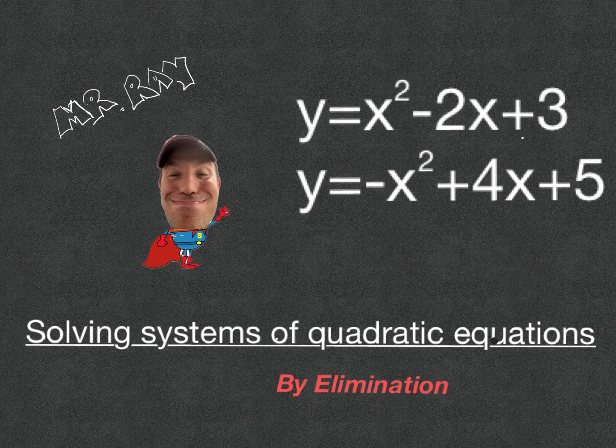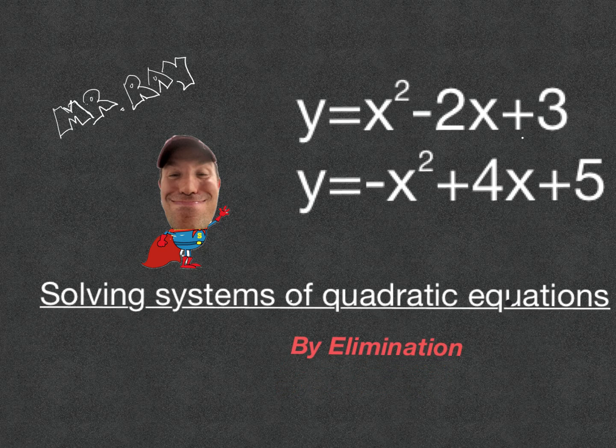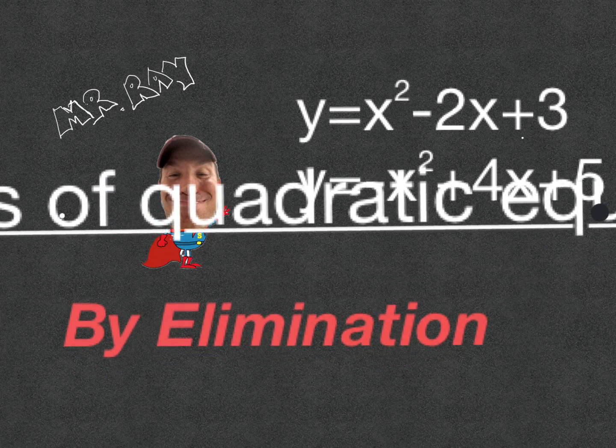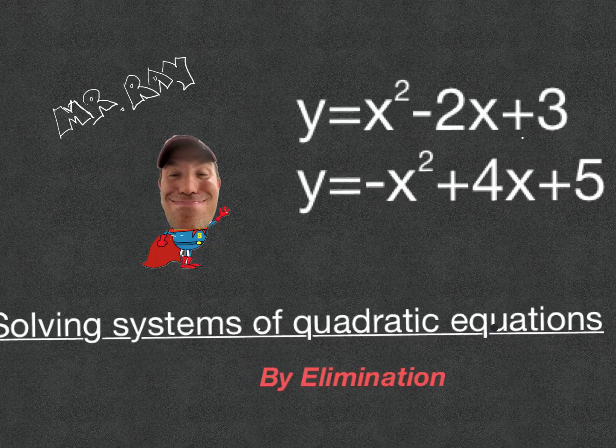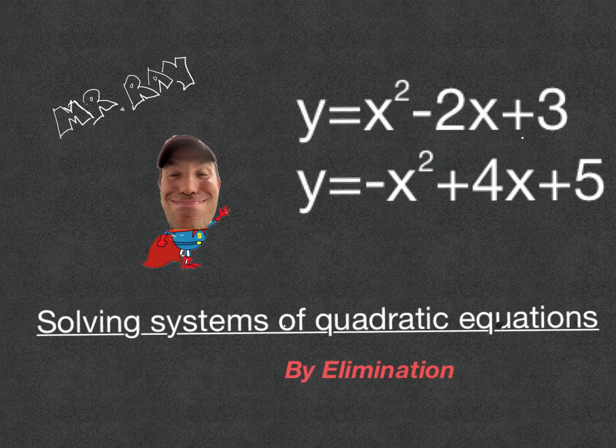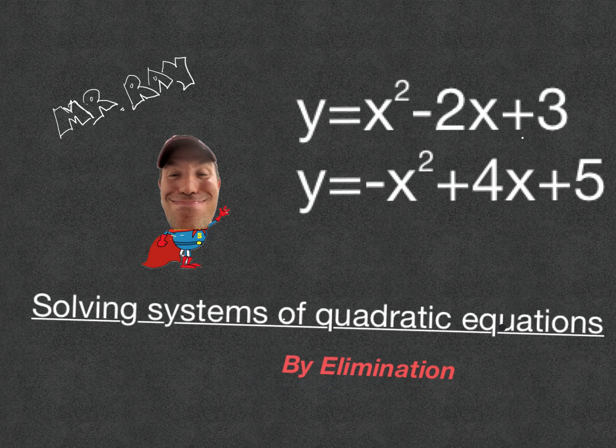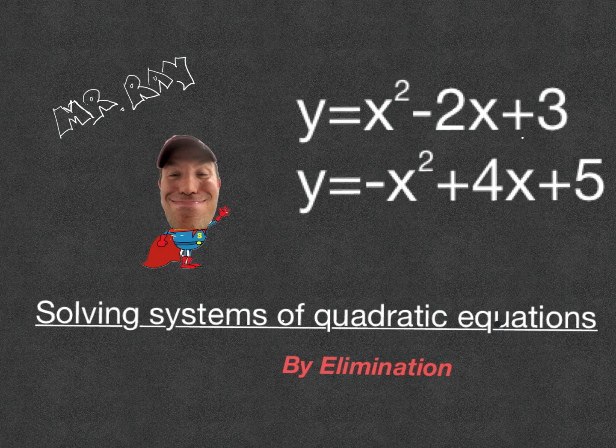Ray, and today we are going to be solving systems of quadratic equations, such as y is equal to x squared minus 2x plus 3, y is equal to negative x squared plus 4x plus 5, but we're going to do it with elimination. So what does that mean? Well, elimination is basically when you're adding the two equations together and one of the variables goes bye-bye.